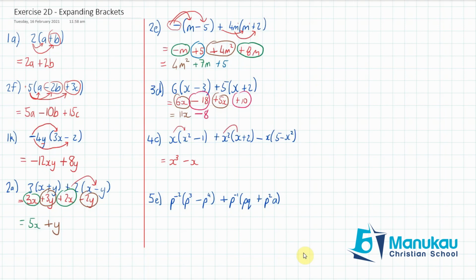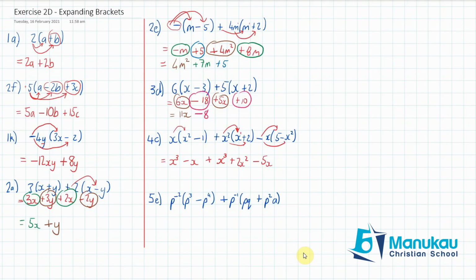We've got an x squared and we're timesing by x. Again, use your index rules. If it doesn't have an index here, it just means to the power of 1. So we're going to get x to the power of 2 plus 1, 3, x cubed. Then we're going to have x squared times 2, which is 2x squared. Then we're going to go minus x times 5, which is minus 5x.